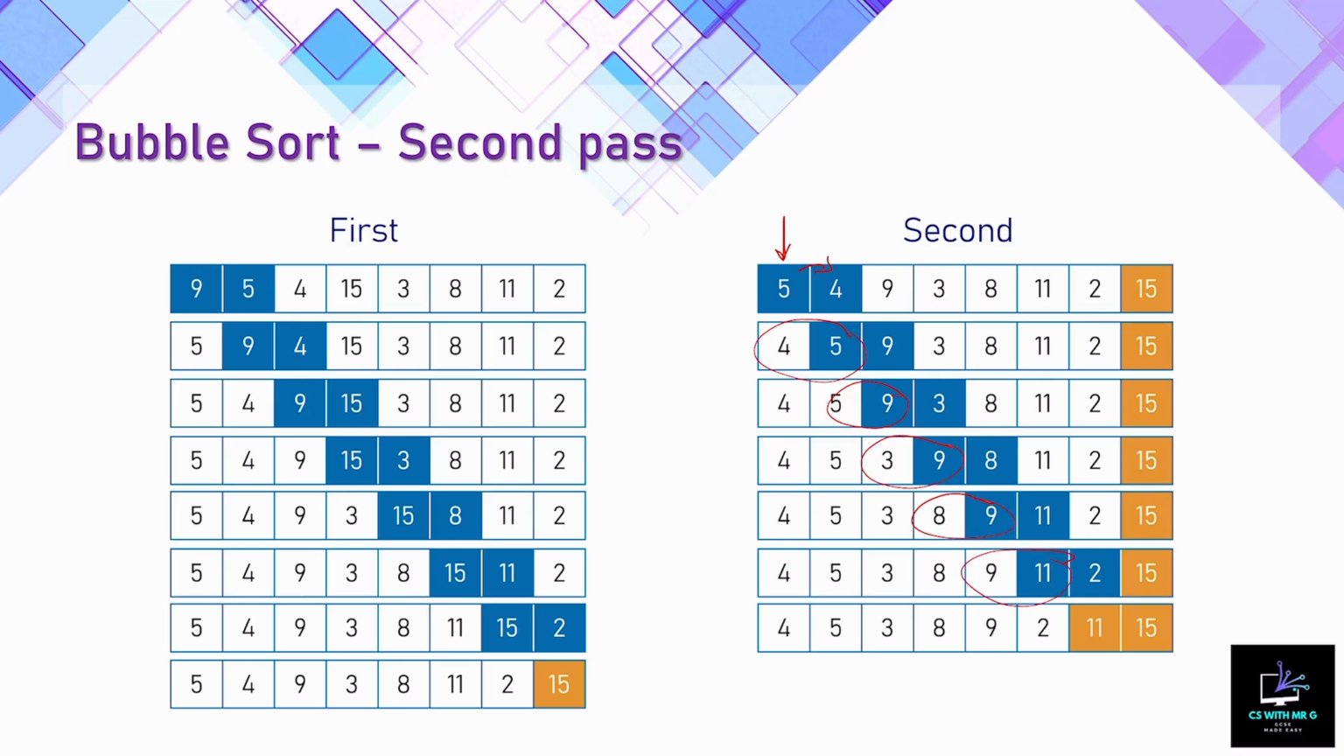9 and 11 stay where they are, however 11 and 2 needed swapping. 11 cannot be bigger than the last number because 15 is the biggest number in the list. So now 11 is sorted, and as we said, we've coloured it orange just to confirm.